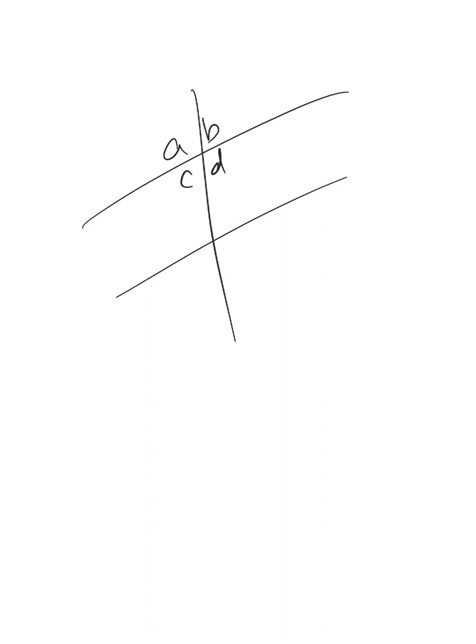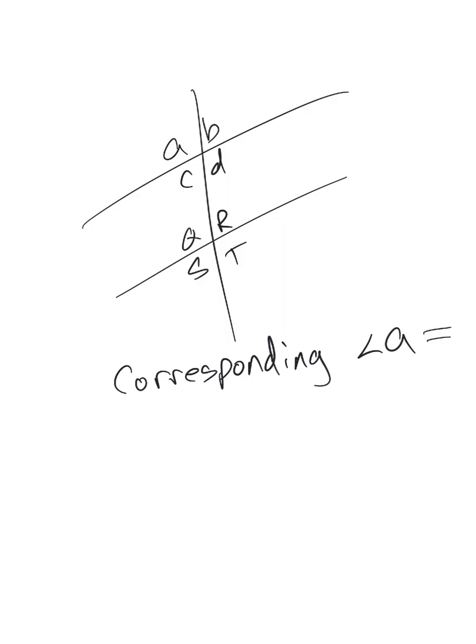A, B, C, D, Q, R, S, and T. Name all corresponding angles to angle A. All right, you should have only said angle Q. So let's just use angle A here. Angle A is vertical angle with what? Write it down. Angle A is linear with what?